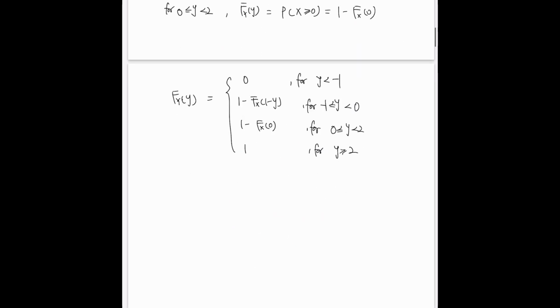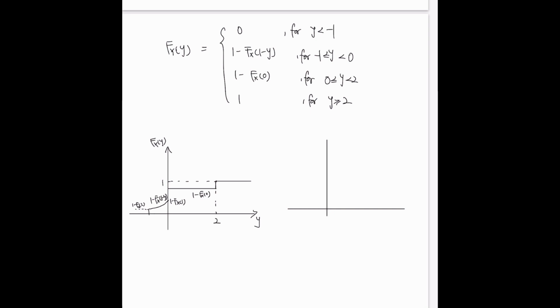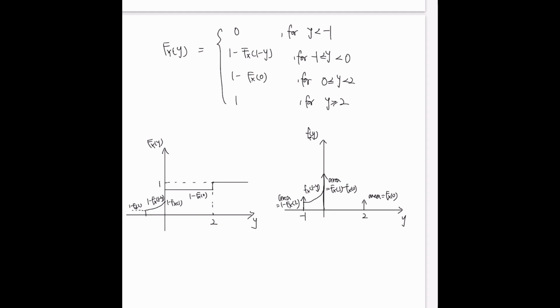And then we need to draw the graph of these two functions. For the distribution function of y, so this is the probability density function of y.